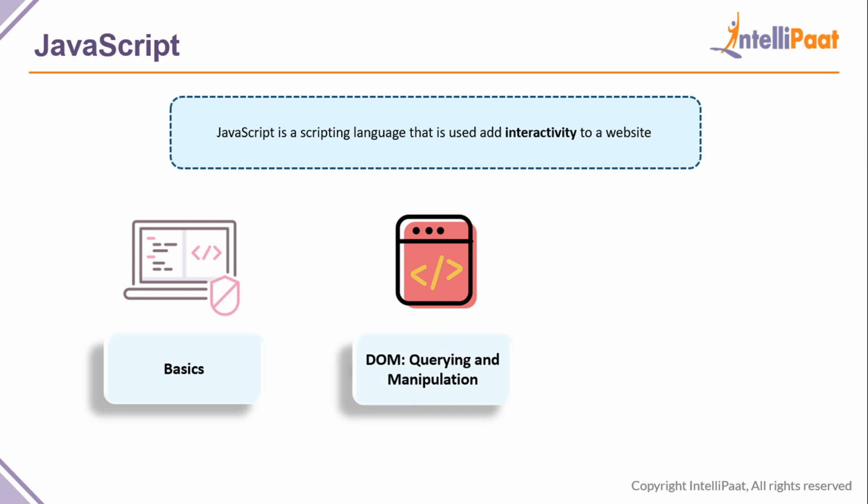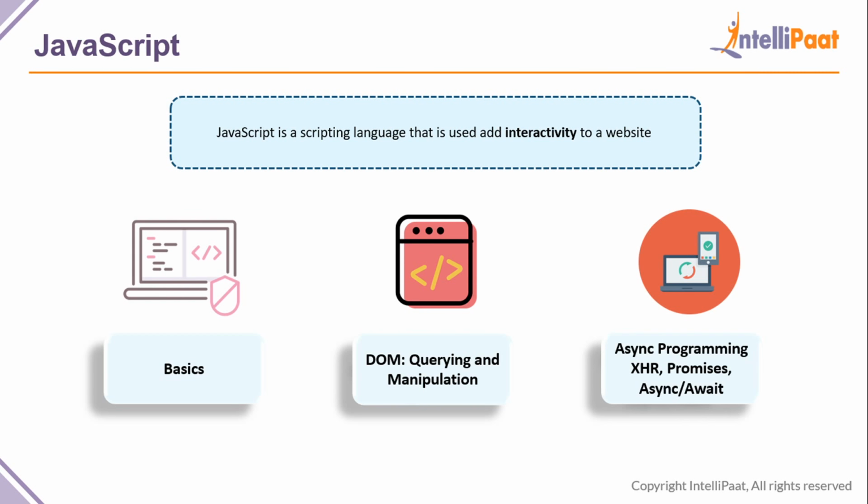DOM querying also allows you to point at a specific element and perform some operations dynamically, like removing the element, changing the CSS style, so on and so forth. So this is one of the most important topics that you need to learn if you are willing to learn JavaScript. And then comes async programming.